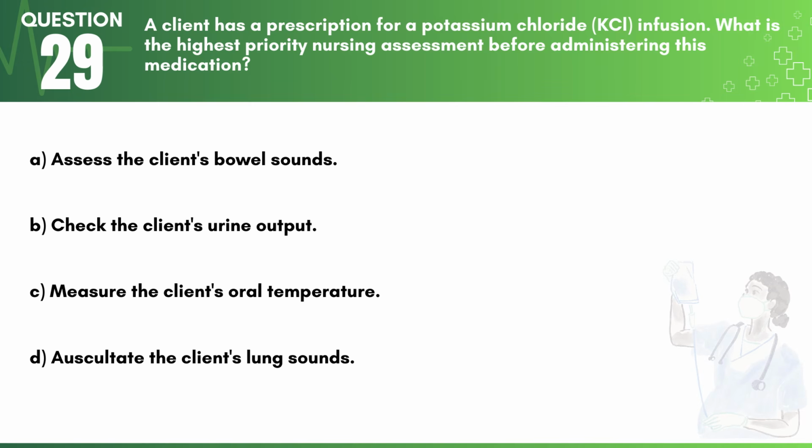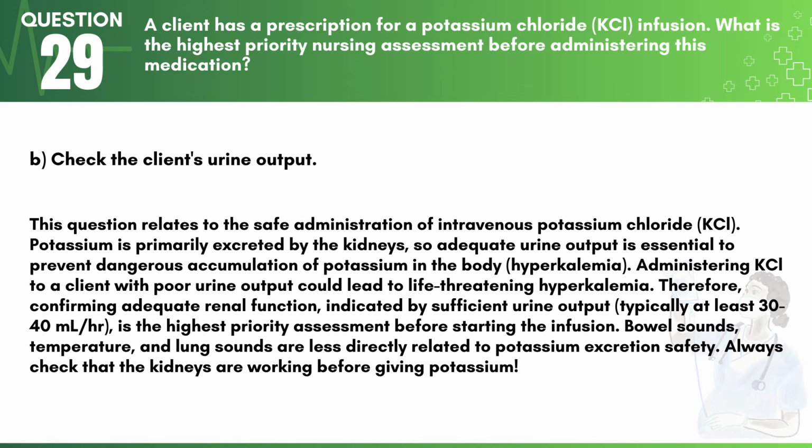Question 29. A client has a prescription for a potassium chloride, KCl, infusion. What is the highest priority nursing assessment before administering this medication? A. Assess the client's bowel sounds. B. Check the client's urine output. C. Measure the client's oral temperature. D. Auscultate the client's lung sounds. Answer, B. Check the client's urine output.